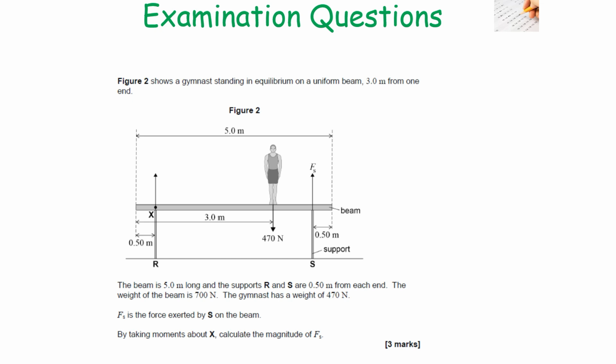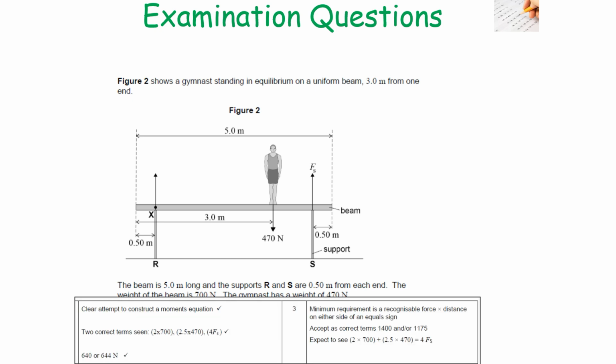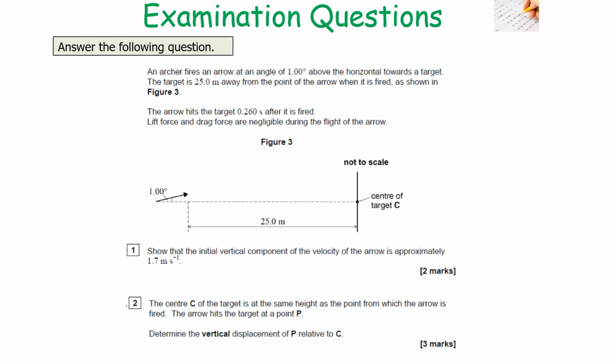Now in the other direction we've got Fs, which, if you look at the values here, is 4 meters away. So what we can say is 2 times 700 plus 2.5 times 470 equals 4 times Fs. We can then rearrange it, make Fs the subject, and we get 644 newtons. Let's have a look at the next question.